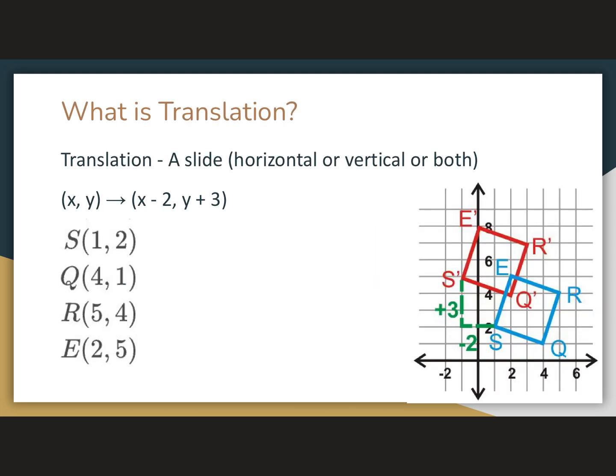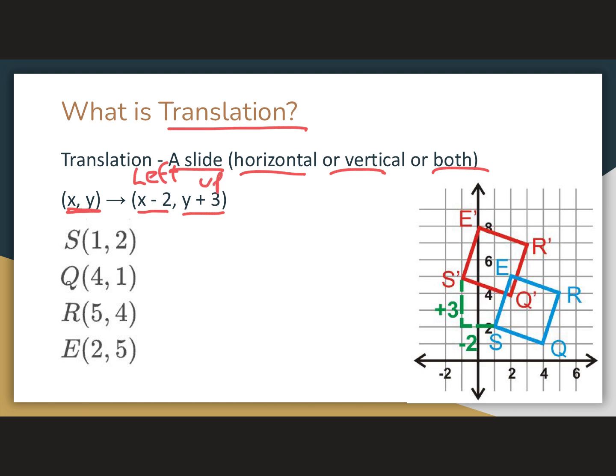So let's talk first about translations. So translation, again, is a slide. It can be horizontal, vertical, or both. So the mapping for this would look something like this. (x, y), which is our starting point, goes to (x - 2, y + 3). That means I'm moving it left 2, and then I'm moving it up 3.